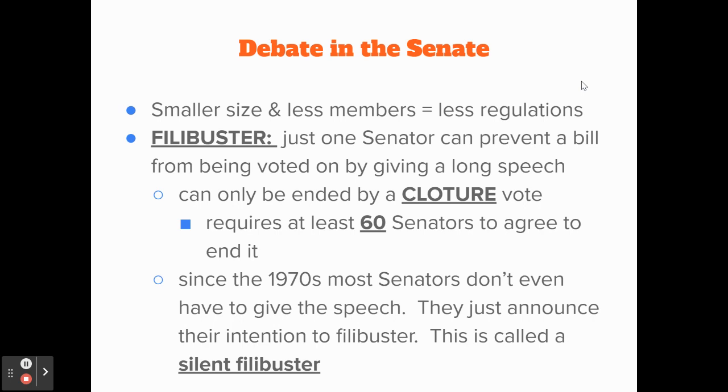But today, because this whole process is considered to be such a waste of everybody's time, since the 1970s most senators don't even have to give the actual speech. They just announce their intention to filibuster. This is what we call a silent filibuster, right? You're not actually giving the speech, you're just announcing your intention to filibuster, and that's usually enough for the majority party to move on without a vote.